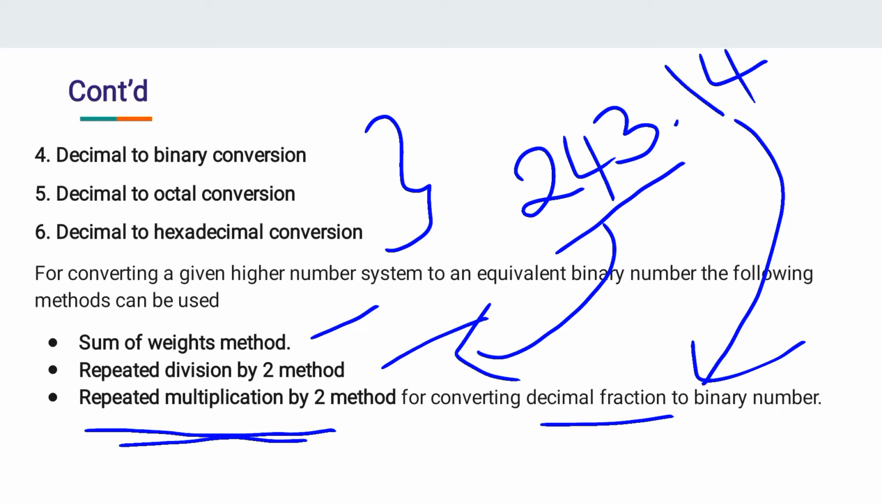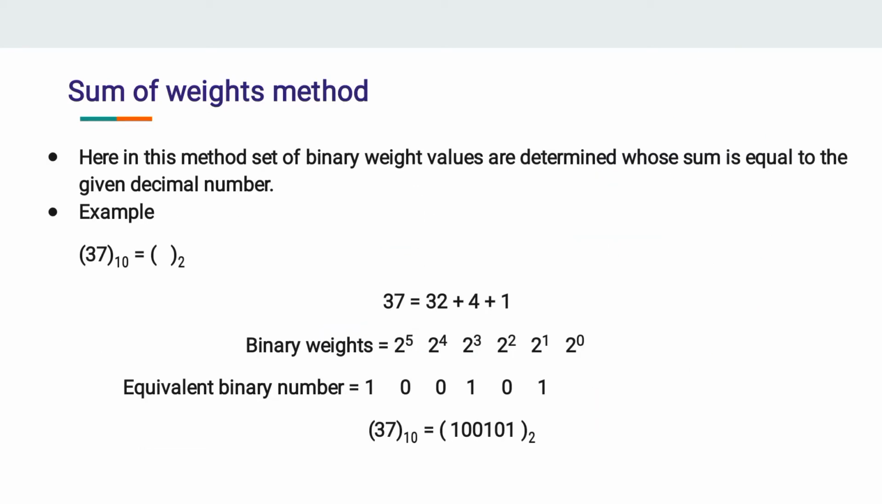So let's start the first method, sum of weights method. In this method, a set of binary weight values is determined whose sum is equal to the decimal number. Clear? So here we do the sum of the weights calculation. For example, 34 is the decimal number we have to convert to binary. Sorry, the question is 37. So 37 is converted to a binary value.